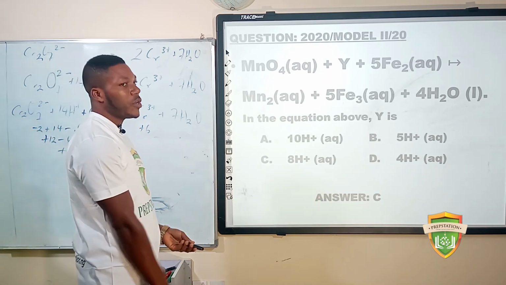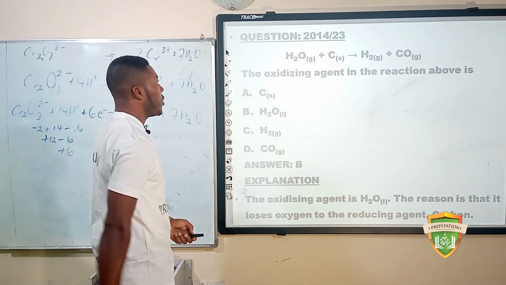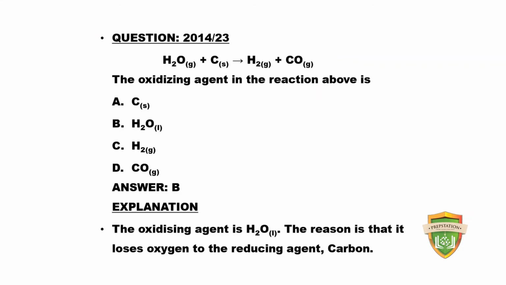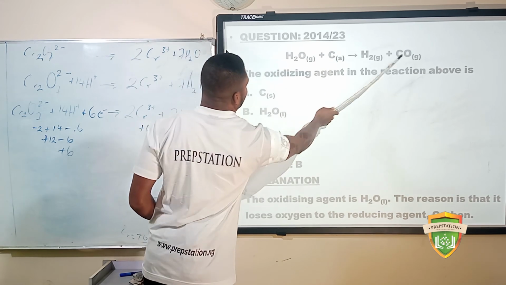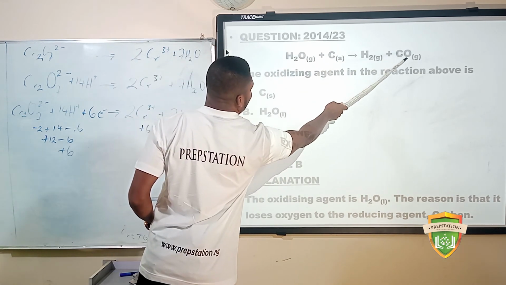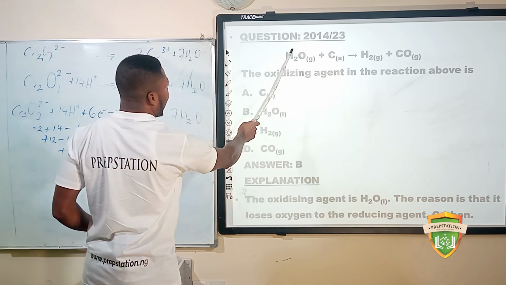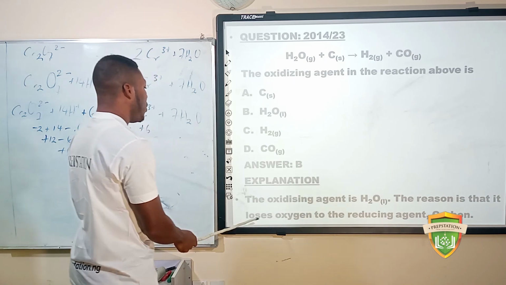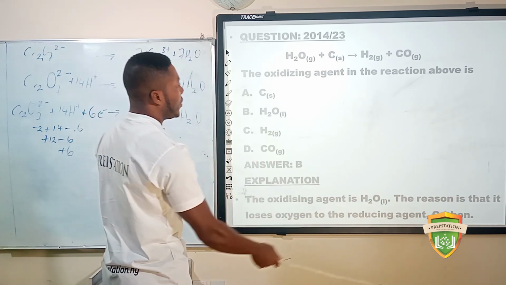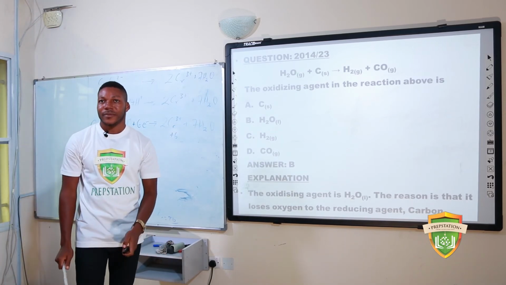So these are some of the questions that come out from this topic called redox reaction. 2014 also, question 23. The oxidizing agent in the reaction above is very simple. The answer is B. Oxidizing agent: from here to here is oxidation, this is the reducing agent. From here to here is reduction, so this is our oxidizing agent. So the oxidizing agent here is water, because it loses oxygen to the reducing agent, which is carbon. There are some few questions under redox reaction.